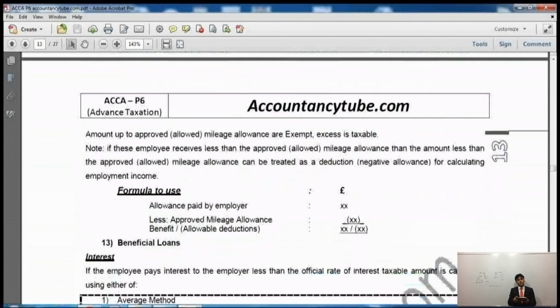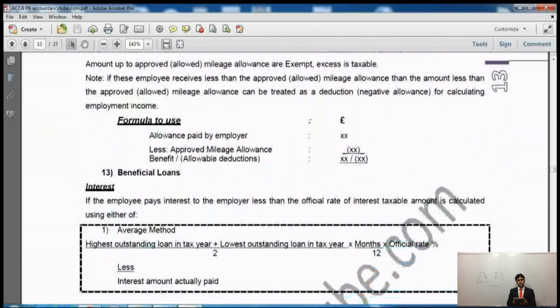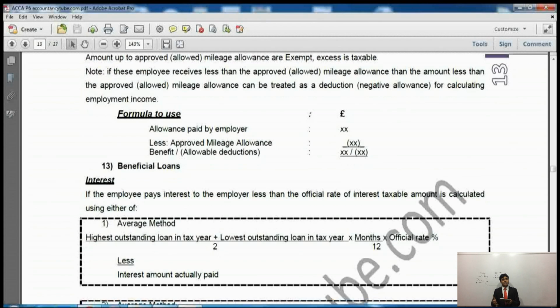Also it will be given to you in the exam how much your boss is paying you. So you only need to play with the figures. After that it says on page 13, amount up to approved mileage allowance is exempt, excess is taxable. As I said, note if the employee receives less than approved mileage allowance, then the amount less than approved mileage allowance is a deduction. So say for example, it could happen that approved mileage allowance is more than what your boss has paid you. In that case, it will be a deduction and it will be deducted from your benefits. So it will reduce your benefit and you will have to pay less tax.